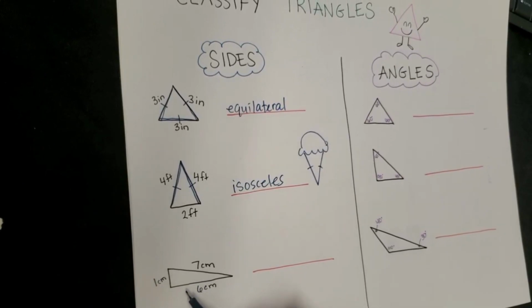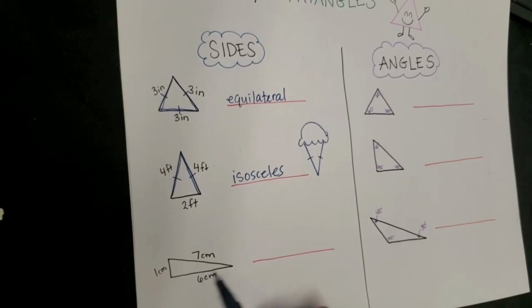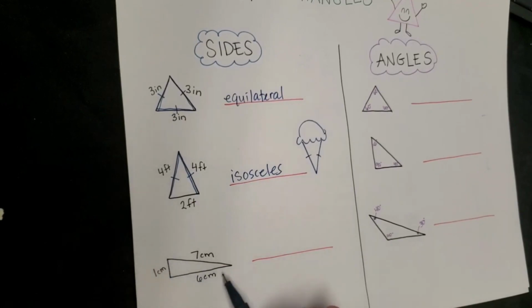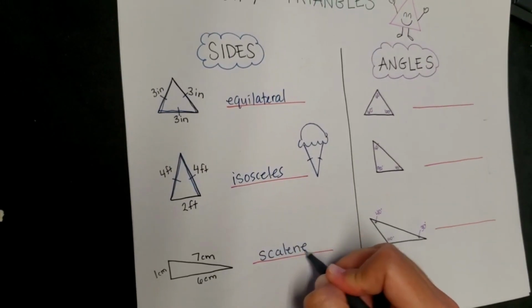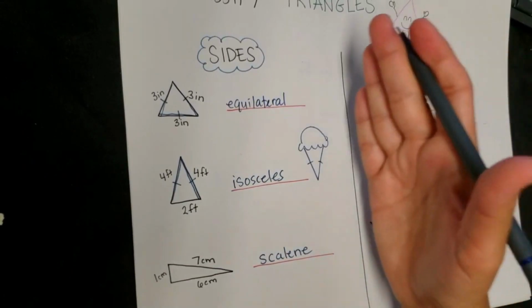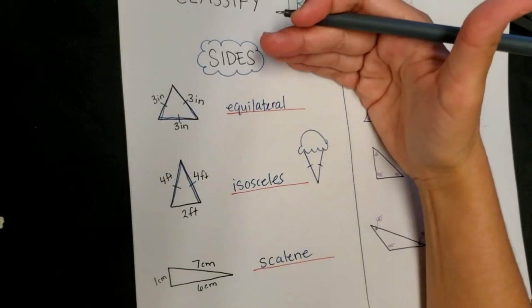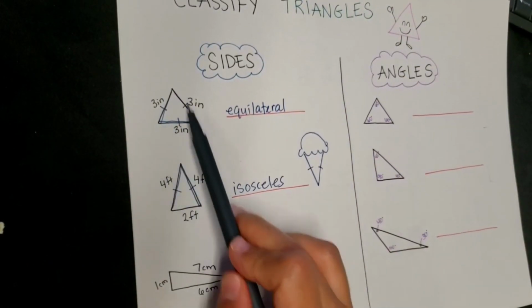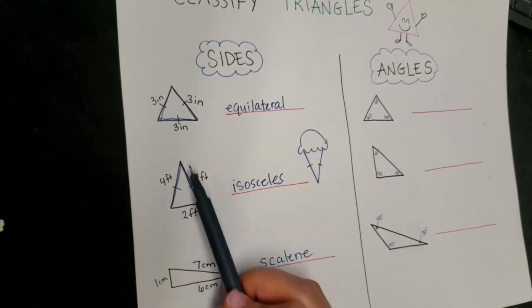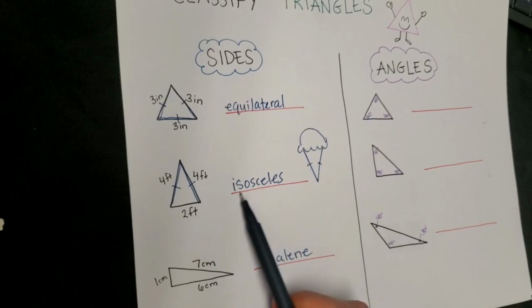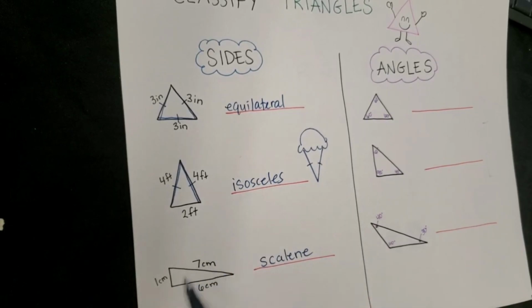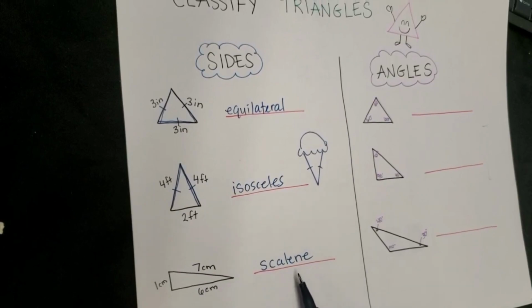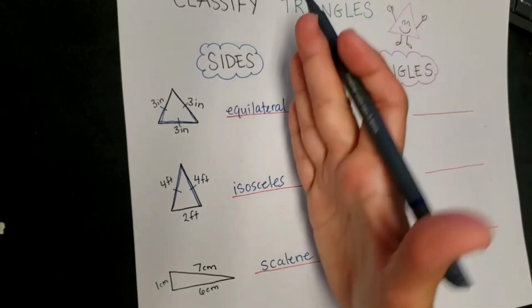Last but not least, on this side here, and I'm going to move that up so you can see, we have 1 centimeter by 6 centimeters by 7 centimeters. Here we have no sides congruent at all. When that happens, it is called scalene. When we classify triangles based on only their sides, these are the 3 names that you're going to give it, one of those 3. If all sides are equivalent, equilateral. If only 2 sides are congruent or equivalent, isosceles. If none of the sides are equivalent, it's referred to as scalene. So that's classifying triangles based on sides.